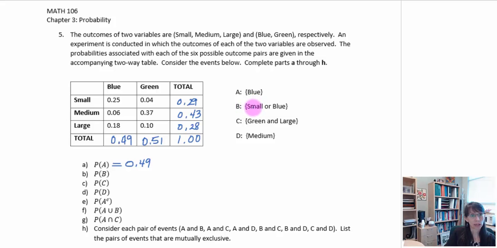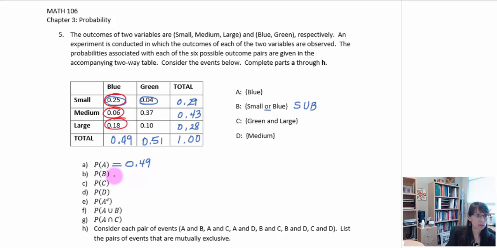So we're looking at small or blue. So when we see the word or, what that actually means is the union of small with blue. So small in union with blue. So I'm going to circle all of the probabilities involved with small, and then I'm going to circle all the probabilities involved with blue. Do you notice that 0.25 has two different colored circles? That means that is the intersection of those events. So be sure you do not include that 0.25 twice when you're getting your total.